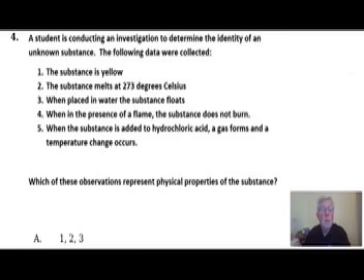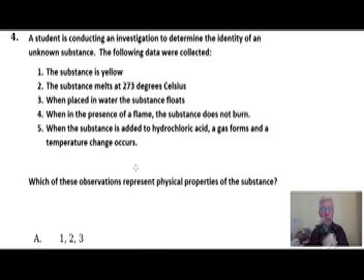Number four, a student is conducting an investigation to determine the identity, we're trying to find out what something is, of an unknown substance. The following data were collected. Now, back in the day when I taught in Michigan, we would give kids at the end of the year a jar that was black, sludgy, had all kinds of things in it, and they had to figure out everything that was inside of it by using a whole bunch of different tests. But imagine that you have just one substance now, and we just want to figure out what it is.